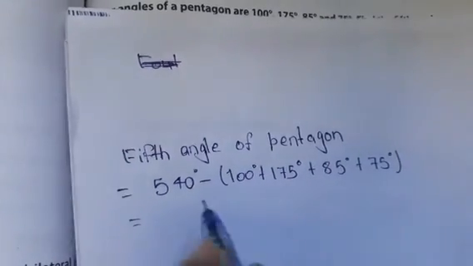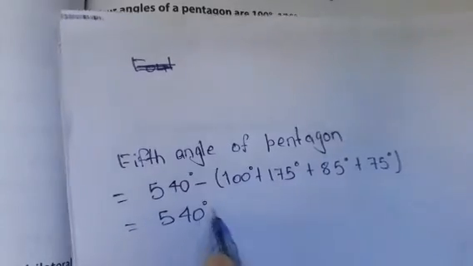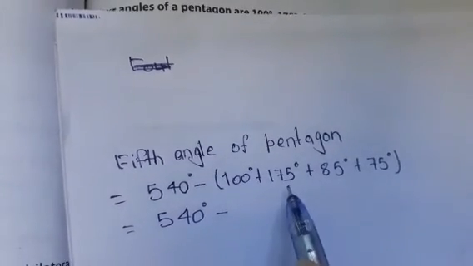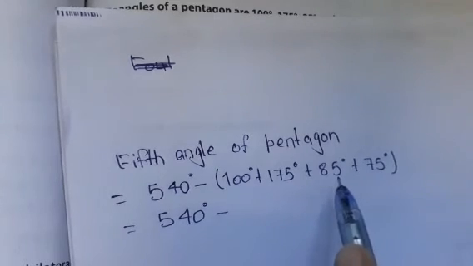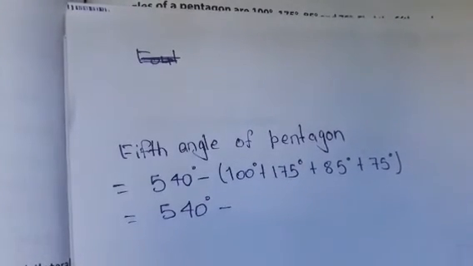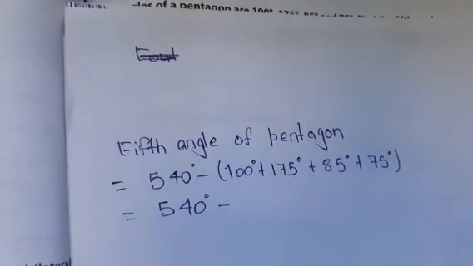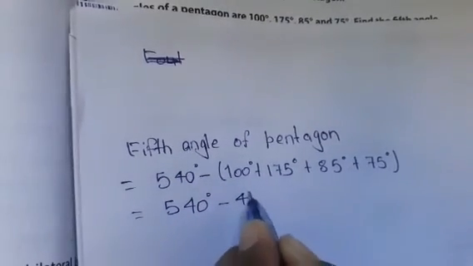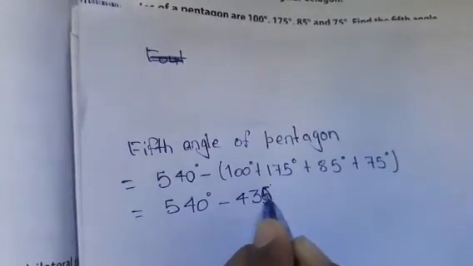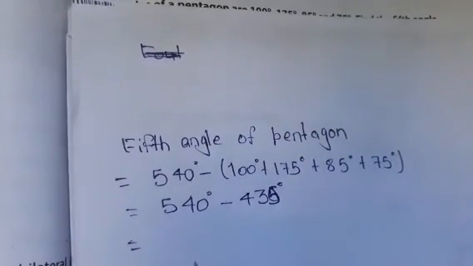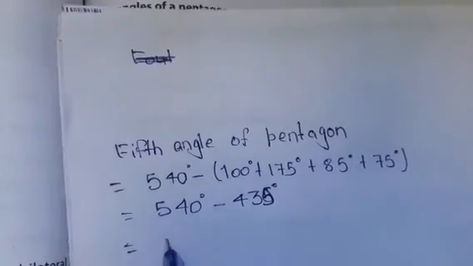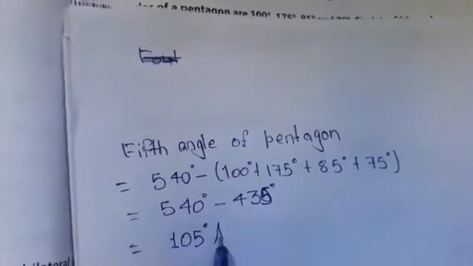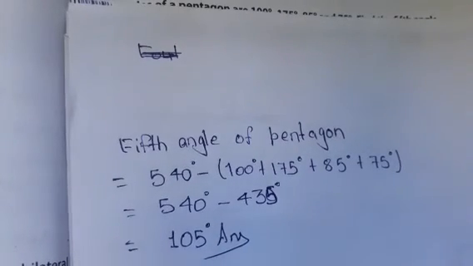Now add all. 540 degree minus (100 plus 275 plus 85 degree is 360, plus 75, 435 degree). Now subtract. The answer comes 105 degree. This is the fifth angle of a pentagon.